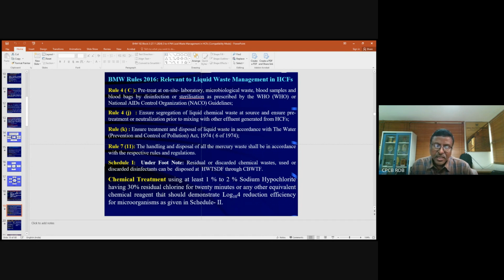Therefore, chemical treatment using at least 1 to 2% sodium hypochlorite solution is suggested in the case of non-bedded hospitals, and they have to use the chemical treatment method before discharge of the treated water, using a chemical disinfectant of 1 to 2% sodium hypochlorite solution, which has 30% residual chlorine, for at least 20 minutes. Only the treated wastewater can be discharged into the drain by the non-bedded hospital. In case of bedded hospitals, they all have to comply with the standards prescribed under Schedule 2. That is, as per the Biomedical Waste Rules, how the liquid waste generated from hospitals has to be managed.